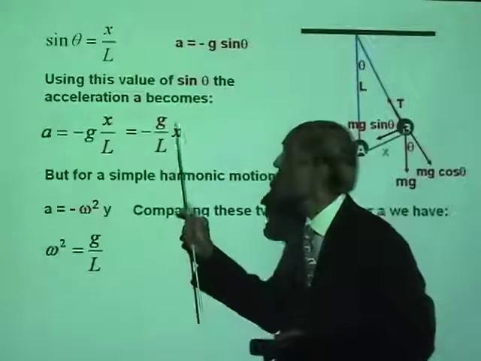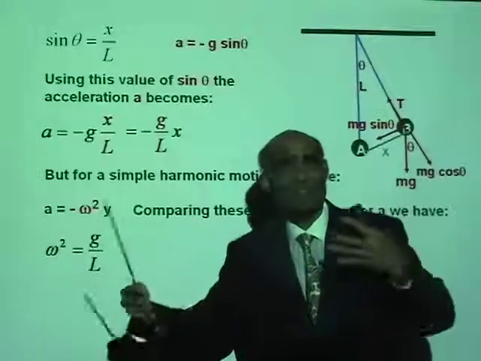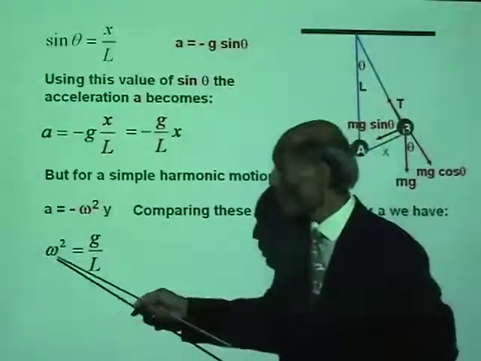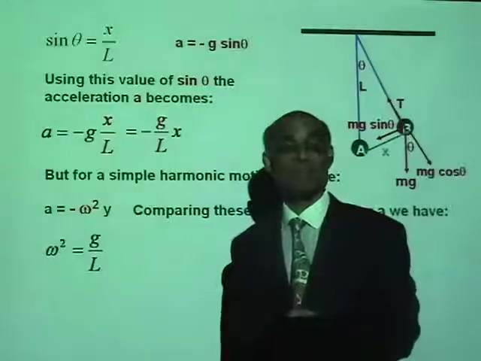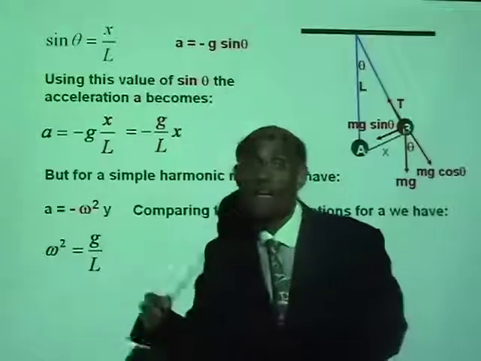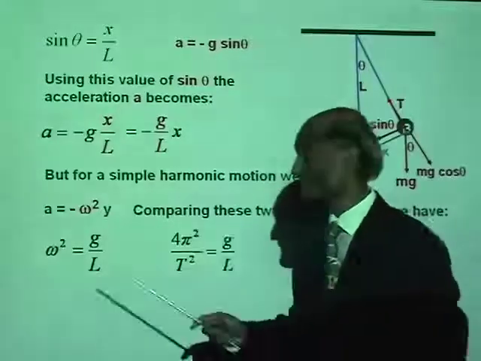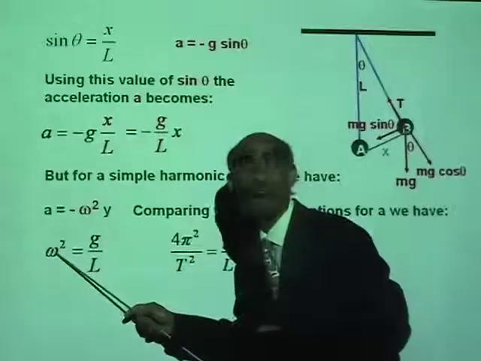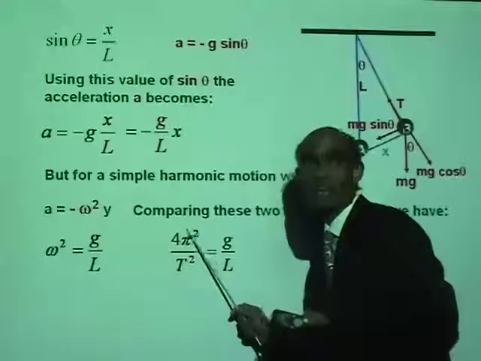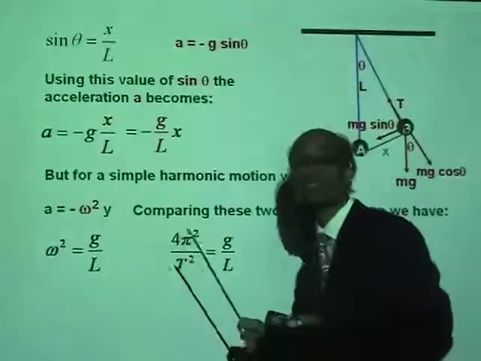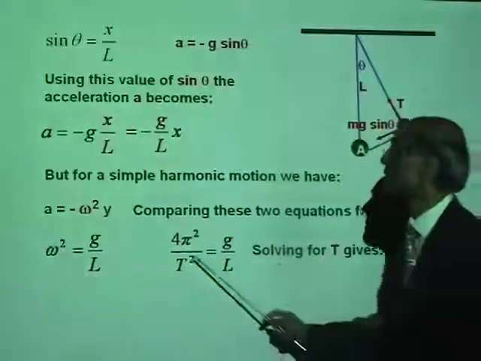Now remember that x and y both stand for displacement. Therefore they are the same. Omega squared equal to g over L. Do you recall what omega is? Can you write omega in terms of the period? Yes. Omega is 2 pi divided by T. Omega squared is 4 pi squared divided by T squared. Alright? Can you solve for T from there?